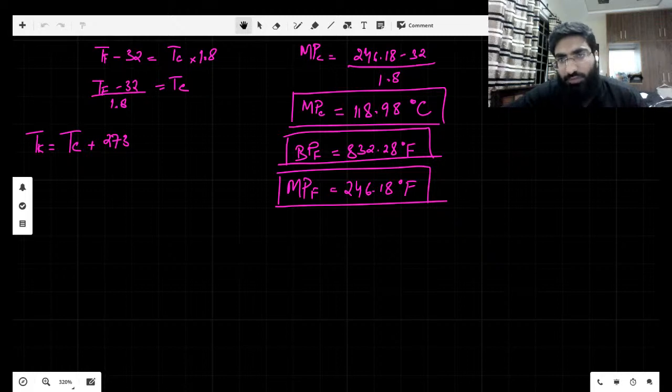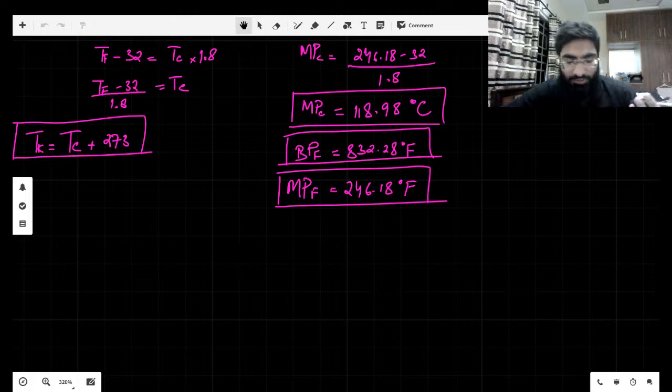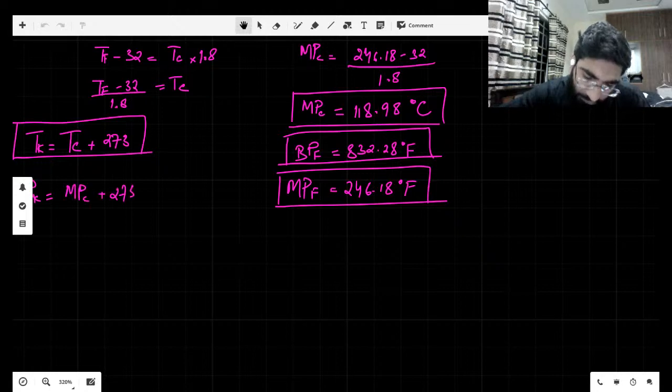Part C, we have to find the melting and boiling point in Kelvin. So first we need to know the formula for conversion to Kelvin. For Kelvin conversion, we initially need the temperature in degrees centigrade, so we already have that. So the melting point in Kelvin is equal to the melting point in degrees centigrade plus 273. The melting point in degrees centigrade is how much? 118.98.